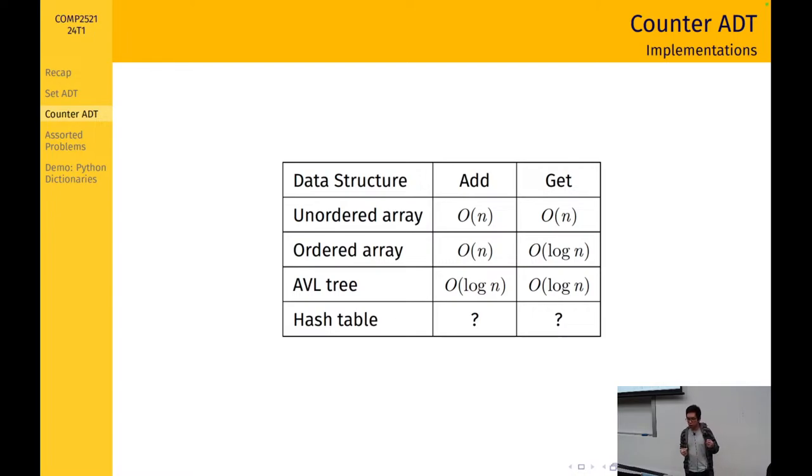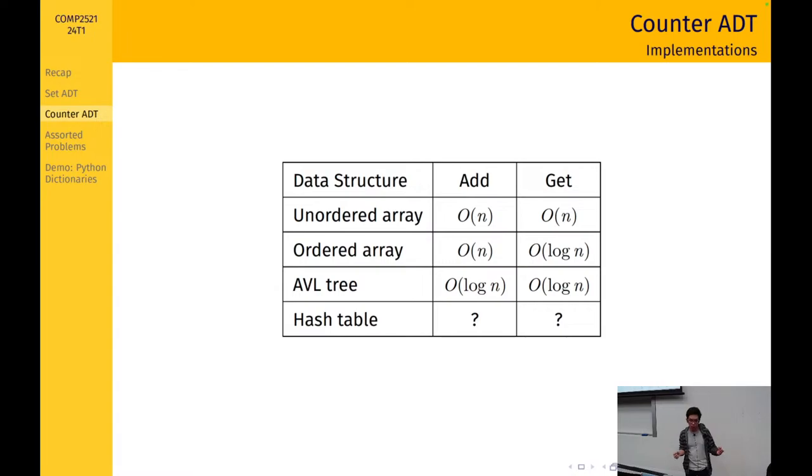So the hash table stores key value pairs. Let's have the item be the key and its count be the value. Initially the counter is going to be empty, but whenever we insert an item, what we can do is first check if the item exists in the hash table.